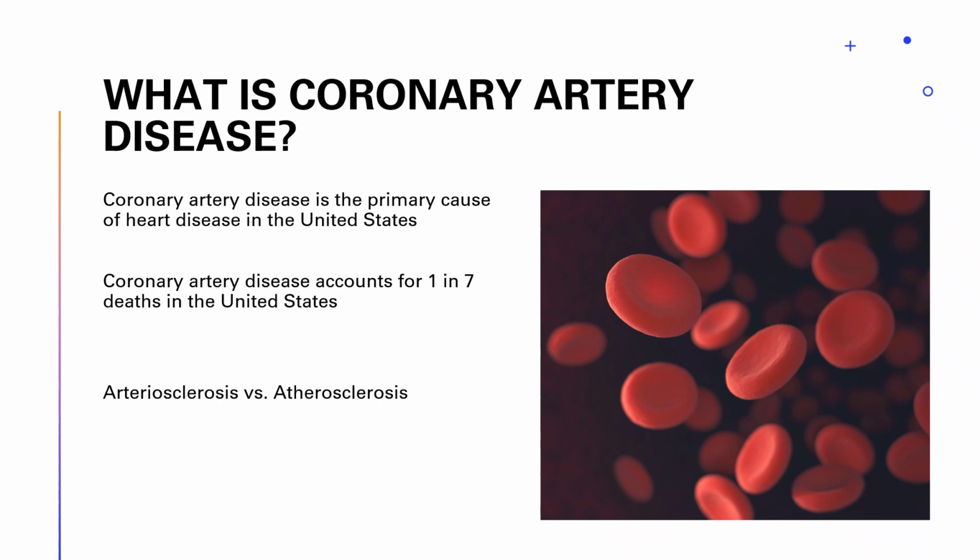Now we're going to talk a little bit about arteriosclerosis versus atherosclerosis, whereas coronary artery disease caused by atherosclerosis is the primary cause of coronary artery disease. Arteriosclerosis is just the thickening or hardening of the arterial wall. This is normal and happens with aging. Atherosclerosis is a form of arteriosclerosis in which plaque forms within the arterial wall. Next we will discuss the pathophysiology of atherosclerosis.